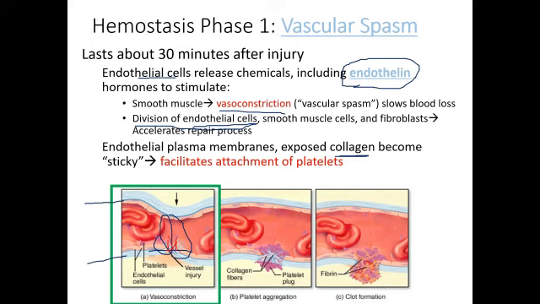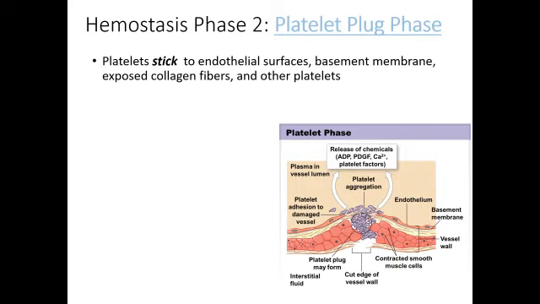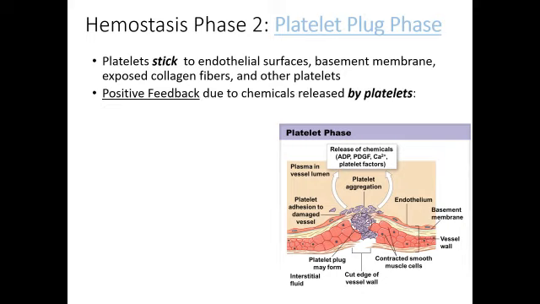The collagen fibers start sticking into the lumen of the blood vessel, and as we talked about earlier in this PowerPoint, platelets will automatically stick to stuff unless their environment is perfectly smooth. And so this exposed collagen is automatically going to attract the platelets. As soon as the platelets start to attach to the collagen, they're also going to start attaching to each other. This is going to begin hemostasis phase 2. Now the vascular spasm is still happening, but we are beginning the platelet plug phase simultaneously.